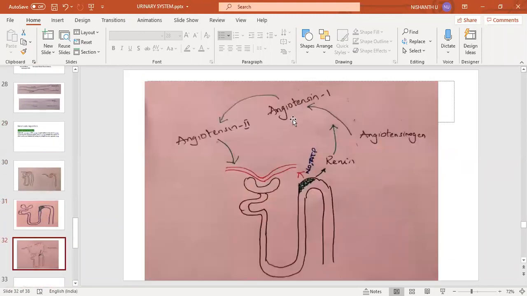Now, this is the hormonal regulation. Any questions regarding this, you can ask. It's mandatory you understand this concept.